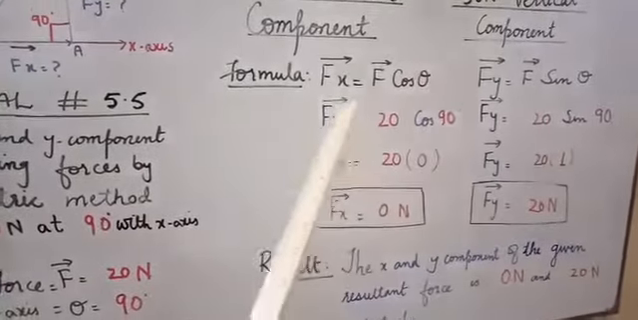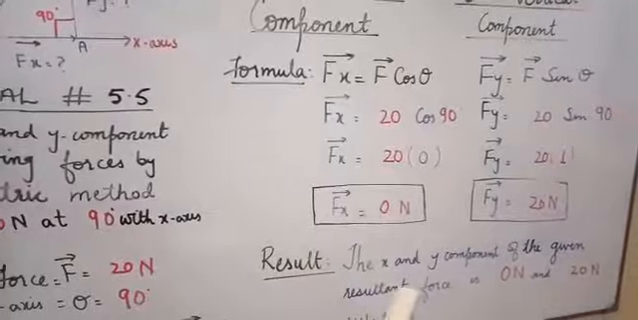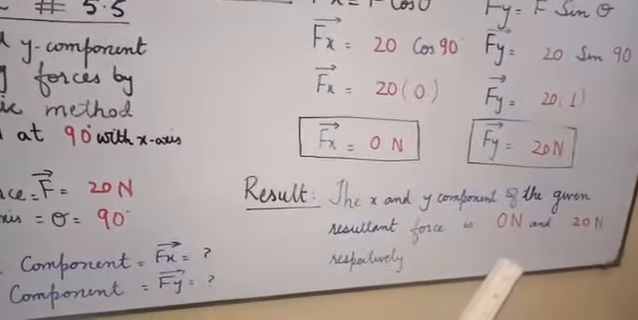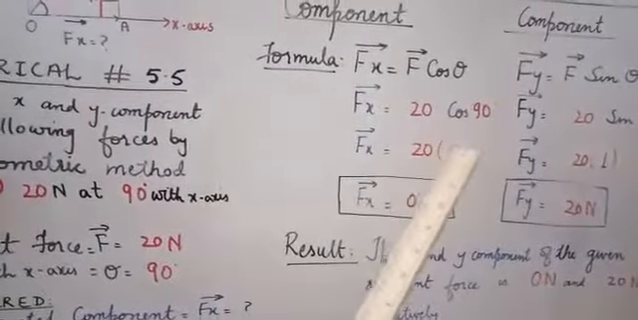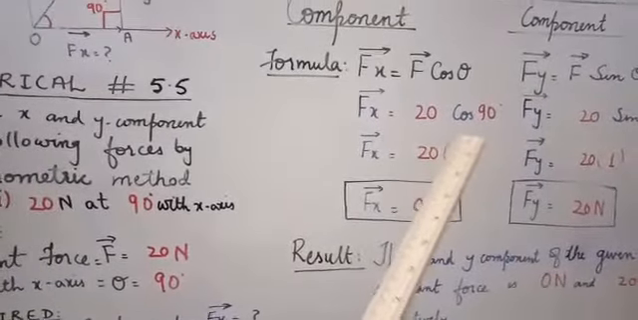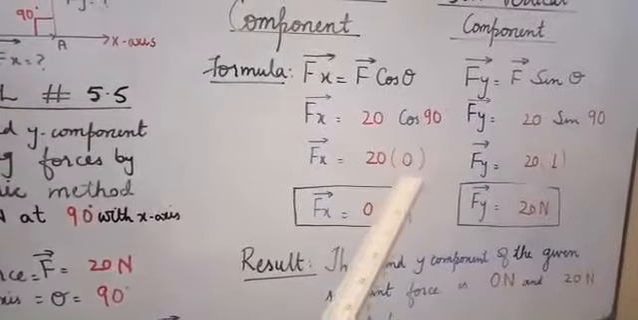So it means that the x and y components of the given resultant are 0 Newton and 20 Newton respectively. I will show you the trigonometry table again for these two values, that is cos 90 equals 0 and sin 90 equals 1. Just go through it once.